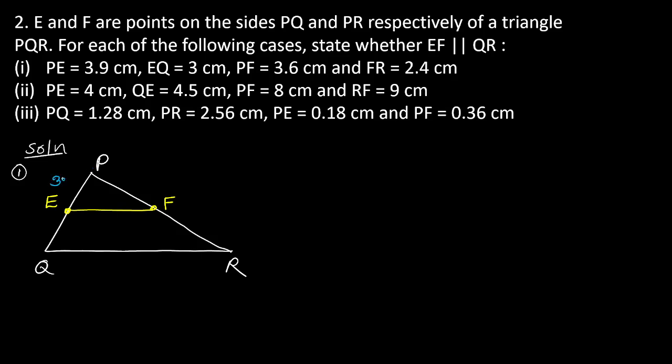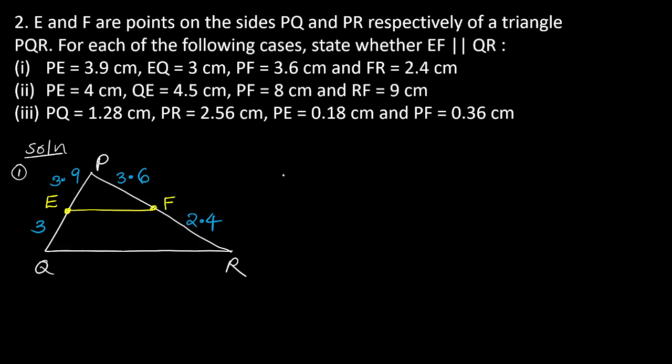PE equals 3.9. Can you see it? PE equals 3.9, EQ equals 3, PF equals 3.6, and FR equals 2.4. In that way, E and F are the two points on the sides. We have to check whether EF is parallel to QR or not. I told you that if the left side ratio equals the right side ratio, they will be parallel. So let me check whether they are equal or not.